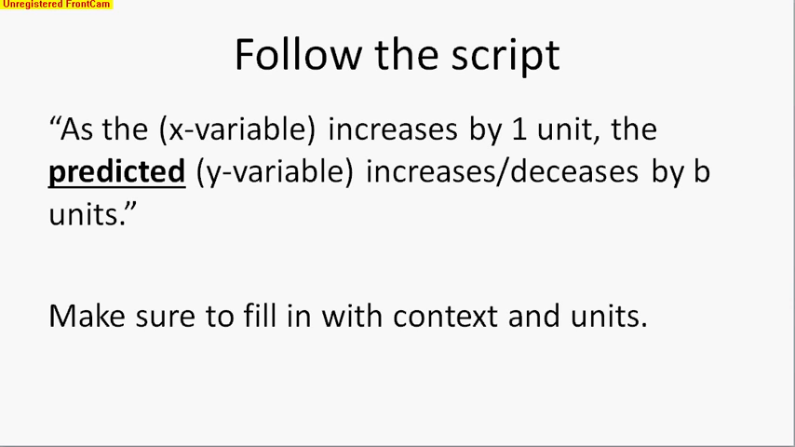Don't forget the word predicted. It's very important that you put that word there. And then also, how do you know if the b value is going up or going down? Well, you just got to look. Is it positive or is it negative? Positive, it's going up. Negative, it's going down. So it's a pretty easy script to follow when you interpret the slope.